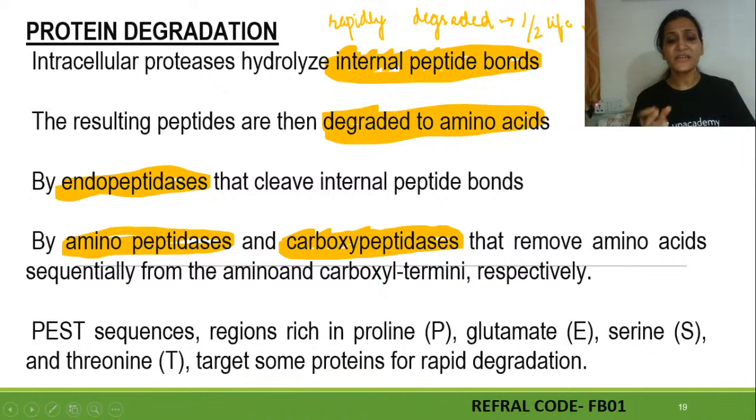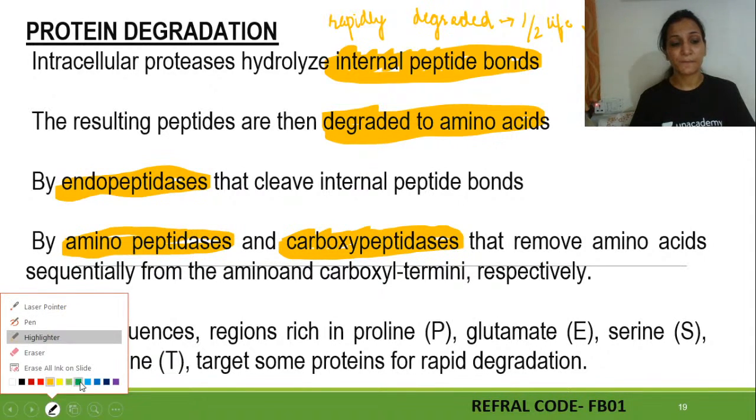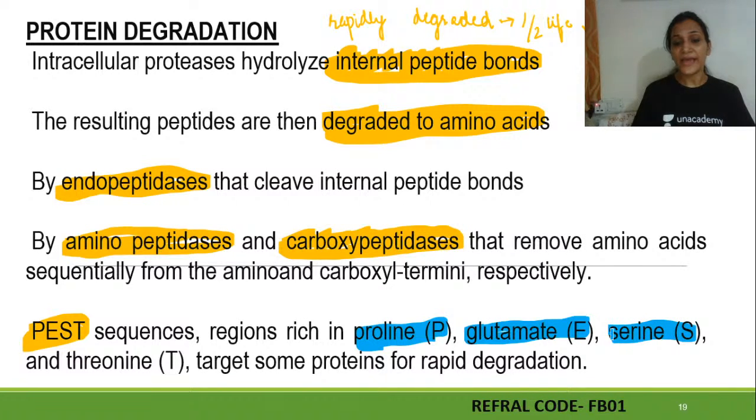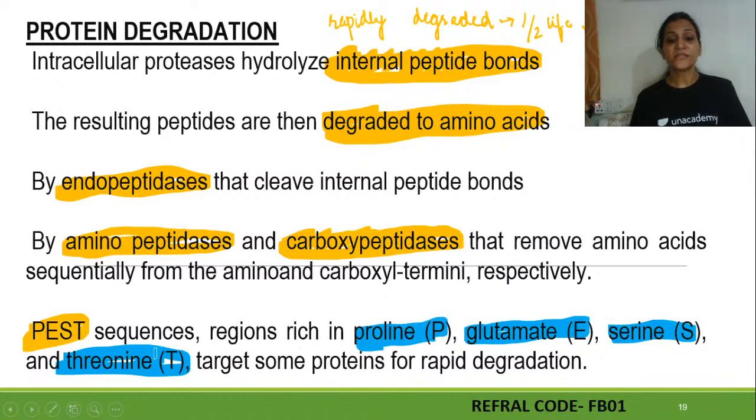Then, is there any specific sequence where the degradation will occur? The sequence name is PEST, for remembering. PEST sequences are regions which are rich in proline, P for proline, glutamate, denoted by E, serine, S, and threonine by T. They target some proteins for rapid degradation. If there are these sequences, proline, glutamate, serine, and threonine, it will lead to a very quick degradation.